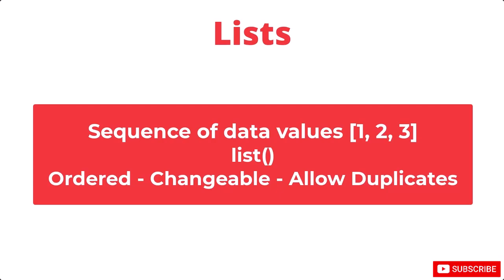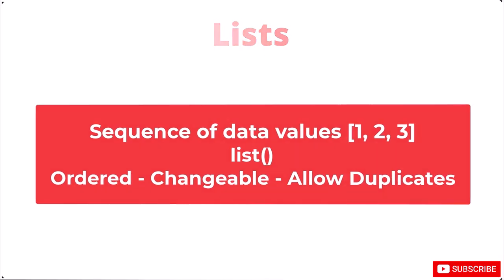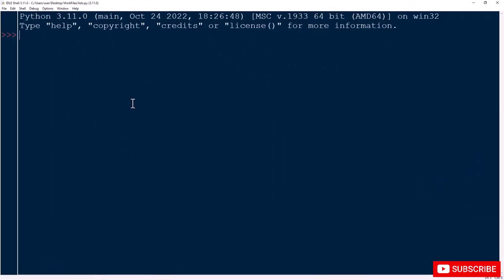And if you want to create a list in the Python language, there are two ways to do that. The first one is by using square brackets, and the second one is by using the list built-in constructor or function from the Python library. Let me show you how to create a list in the Python language. Let's create a list of 5 items.